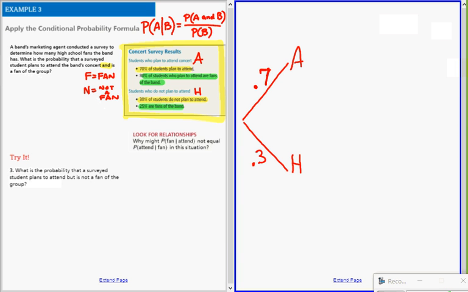Now from there, we would have 2 more branches coming off of each of these. The A would have 2 branches, and the H would have 2 branches. It's starting to look like the branches of a tree now, hence the name tree diagram. So for these 2 branches, we're either going to say you're attending and you're a fan, or you're attending and you're not a fan. You could be staying home, but still be a fan. Maybe you had to work, maybe you couldn't afford tickets, or something else was scheduled that day, or you could be staying home and not really a fan of the band. So we have the 4 outcomes all mapped out on this tree diagram.